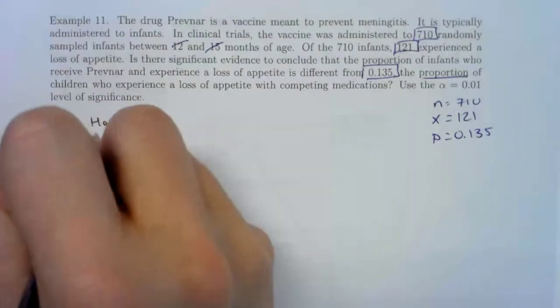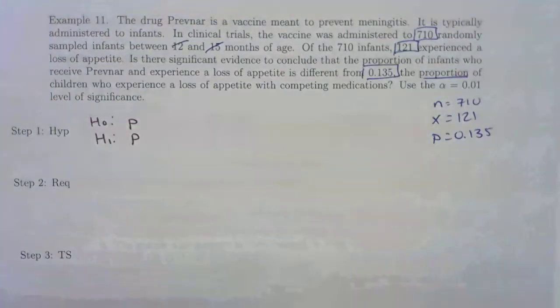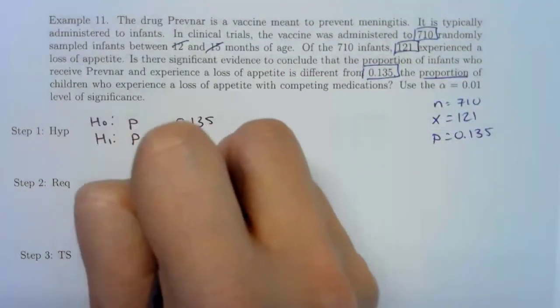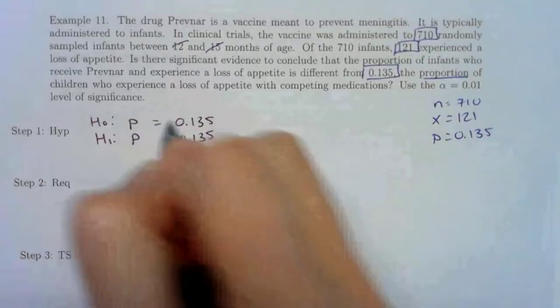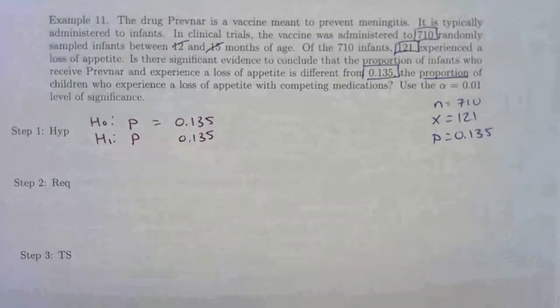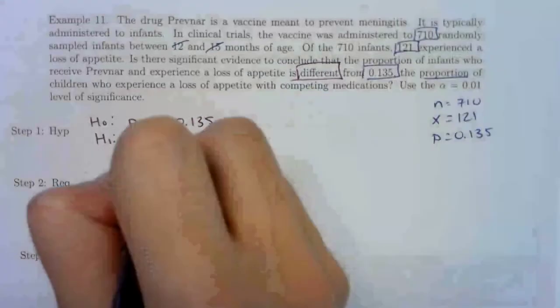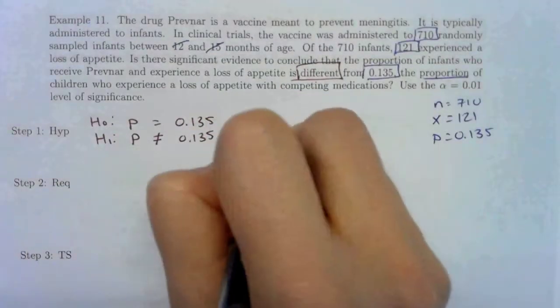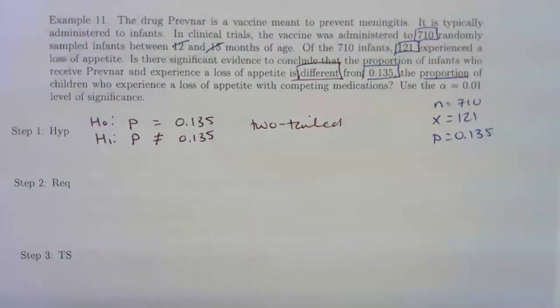So let's set up our hypothesis statements. Again, we're talking about proportions, so we have p. Our status quo value is 0.135. And so for the null, we're just going to rewrite this: P equals 0.135. But this time, we're trying to see if the proportion is different. So different means not equal to. We don't know if it's less than. We don't know if it's greater than. So this is a two-tailed test.